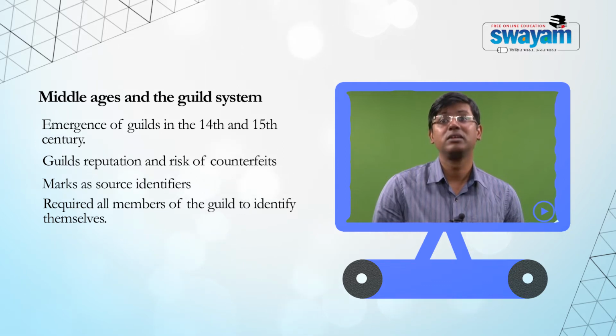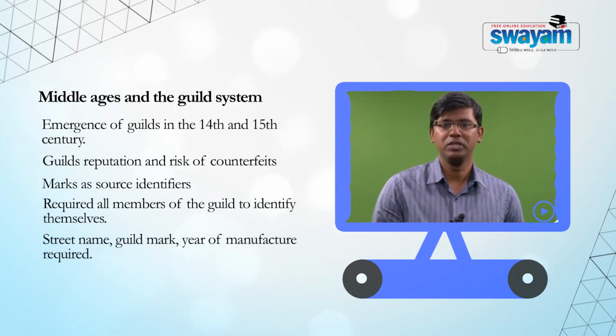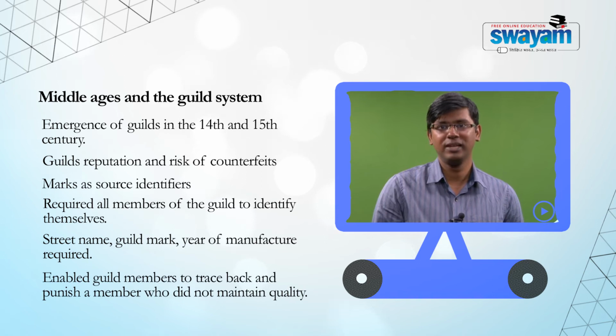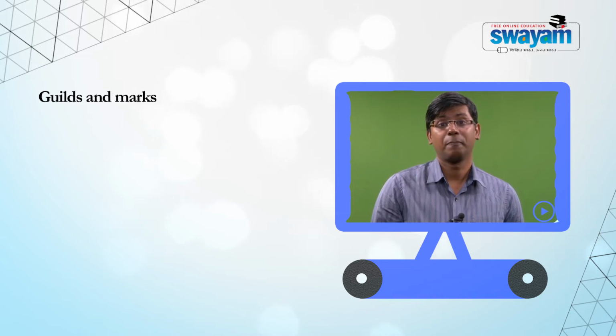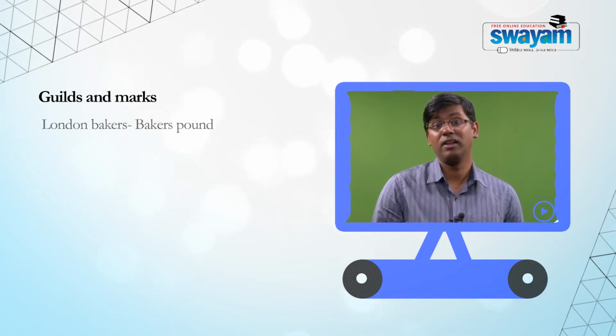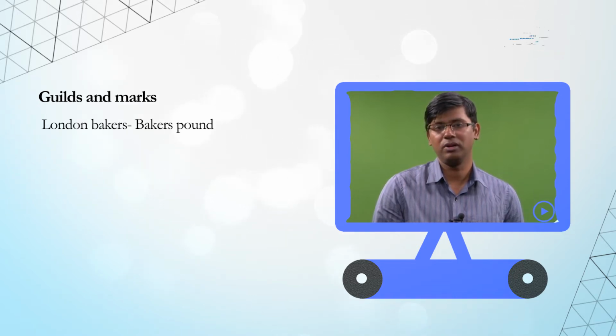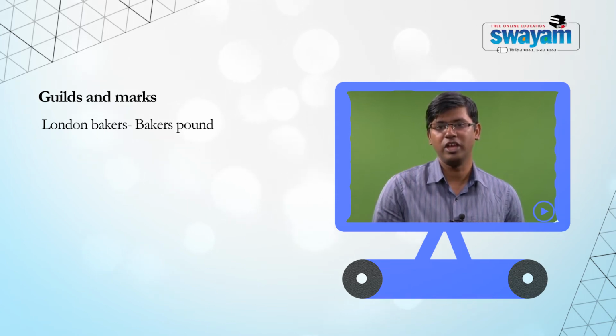So if they baked a bread, they would impose a mark that will indicate the guild, that will indicate the street, that will also indicate who actually within the guild made it, right? This enabled the guild members to trace back a particular product if it is defective and punish the person for not maintaining the quality. Now, the guilds and marks were largely practiced widely among the London bakers, right? It was very popular among the London bakers. They would generally use these marks on whatever they baked.